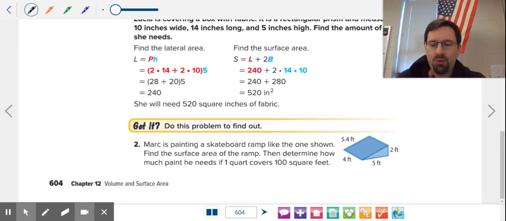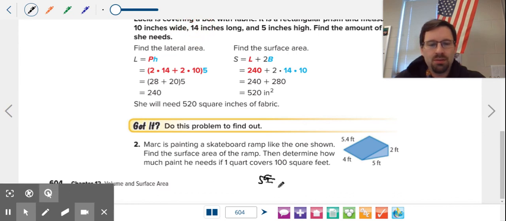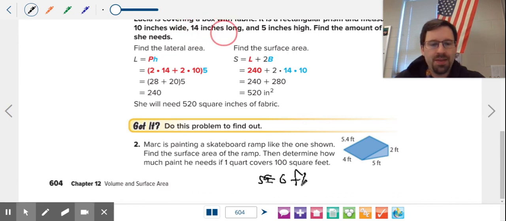The bottom rectangle is 4 by 5, so that's 20. The right side rectangle is 2 by 4, so that's 8. And the top side is 4 times 5.4, which I just typed in my calculator. Added them all up and get 59.6 square feet. Now, it says every quart covers 100. We only need 59.6, so buy 1 quart.